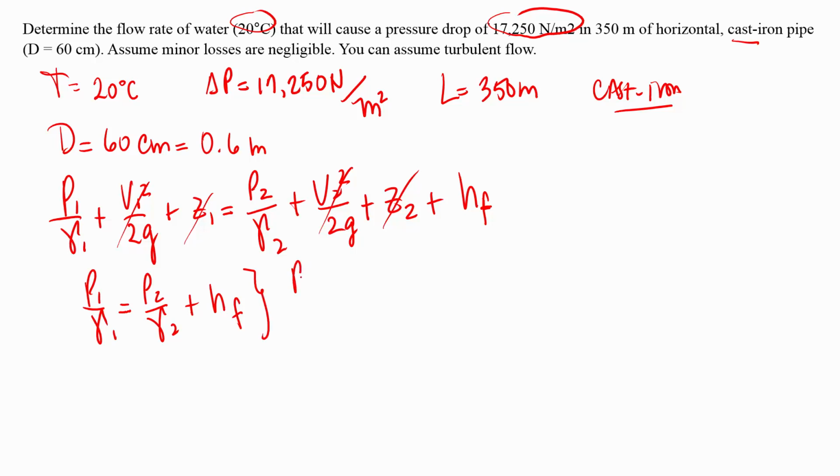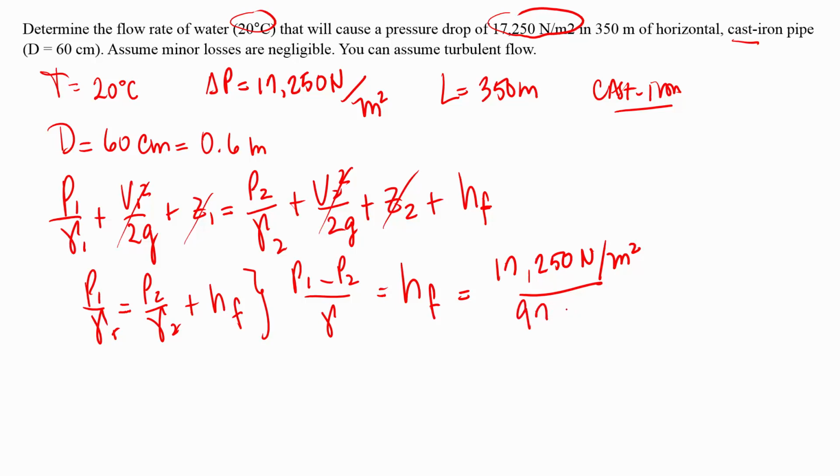But of course, I know that P1 minus P2, the gamma does not change, equals HF. So the difference in pressure is 17,250 newtons per square meter, and I divide that by the specific weight, which is 9,790 newtons per cubic meter, so the losses here are 1.76 meters.